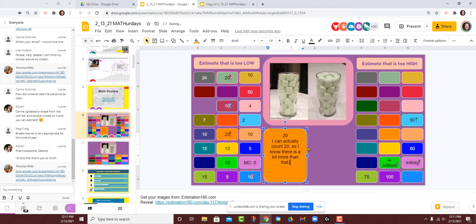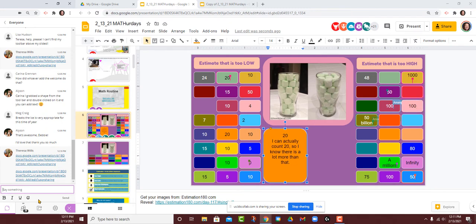Wonderful. Now that we have some thinking here, go over to the too high side. And I'm going to ask that you stick with your same color. So if you used orange previously, then you're going to use orange in the next one. And if you're just joining us, welcome. We are on this link in the chat box. We're down on slide 6, and we're using an Estimation 180 routine.